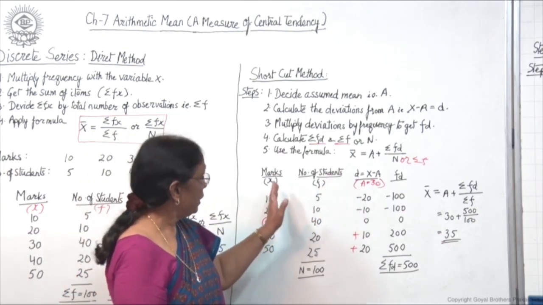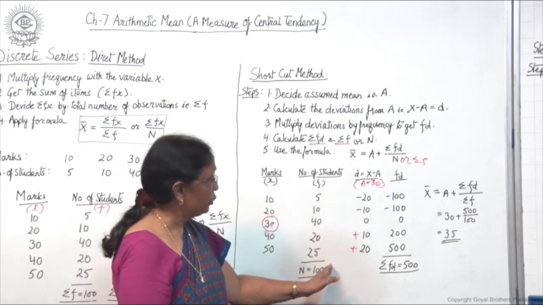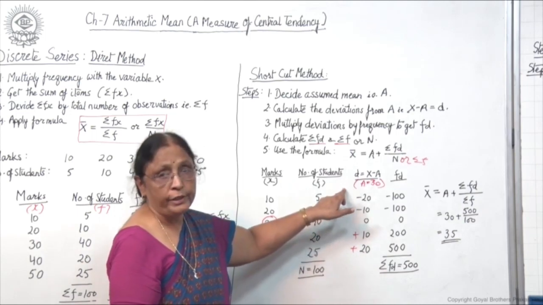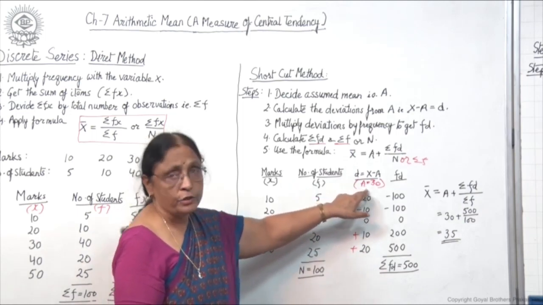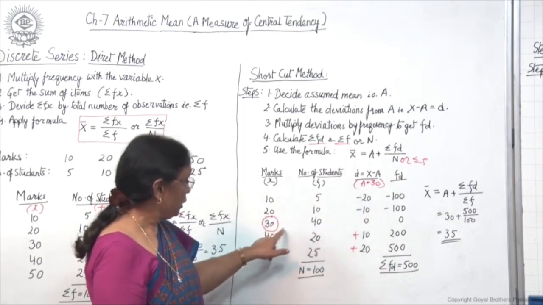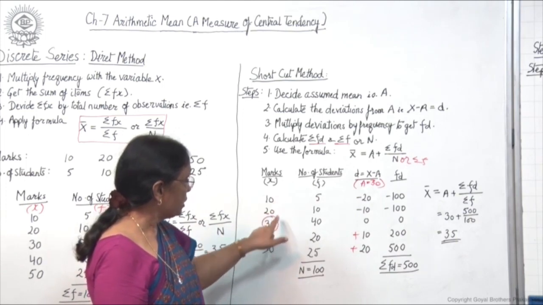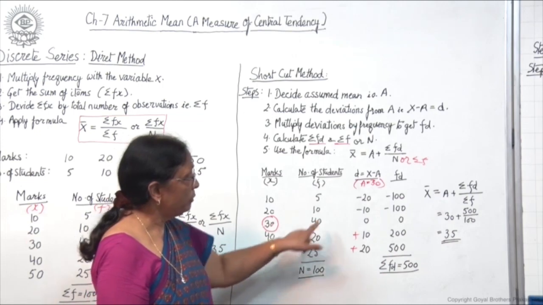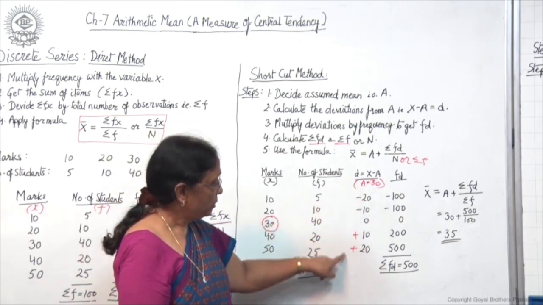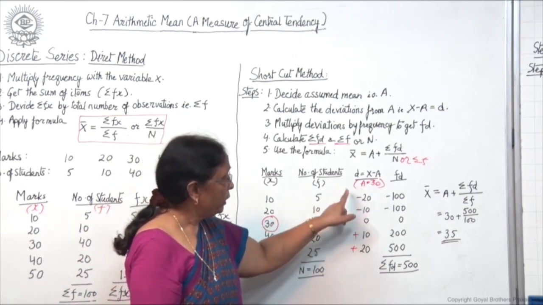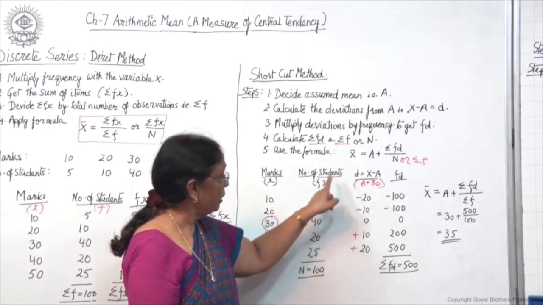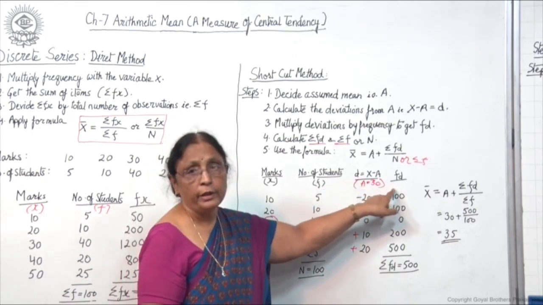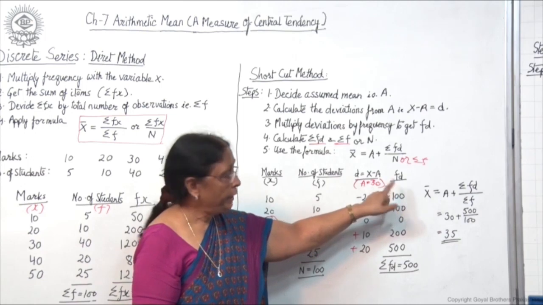So this way X column and F column is given to you. You have calculated deviations by taking assumed mean. 30 is the assumed mean. Deviations like this, 10 minus 30, 20 minus 30 and so on from the X column. X minus A, getting this figure, multiplied this D column with F, you got FD, right?